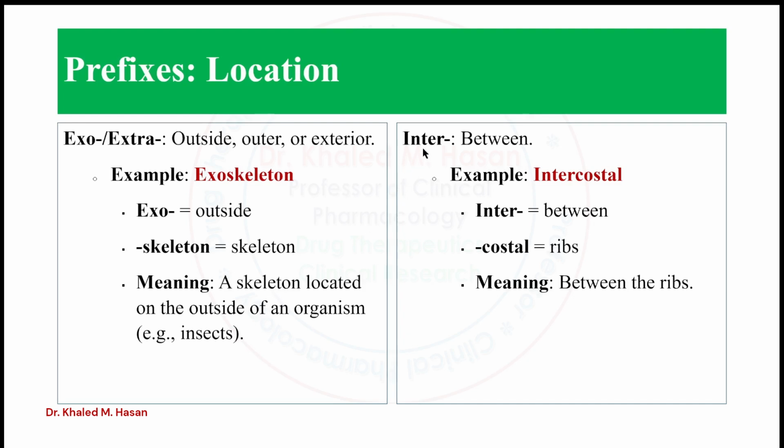We have inter. We can speak about the intercostal, for example. Inter means between, and costal means ribs. Costal here is coming like a suffix, like skeleton. The meaning of intercostal is between the ribs.